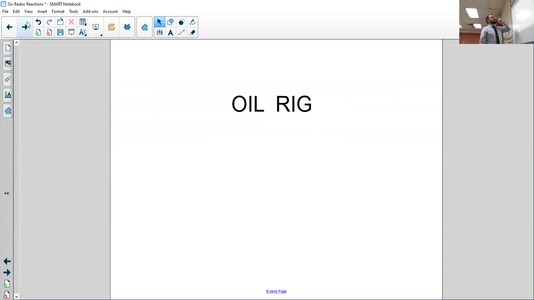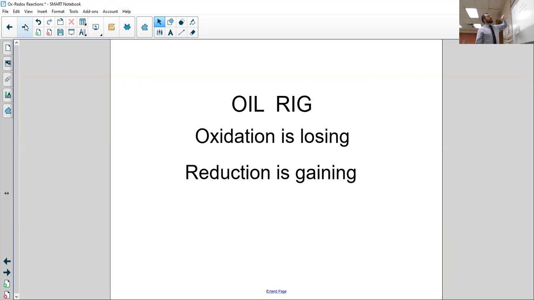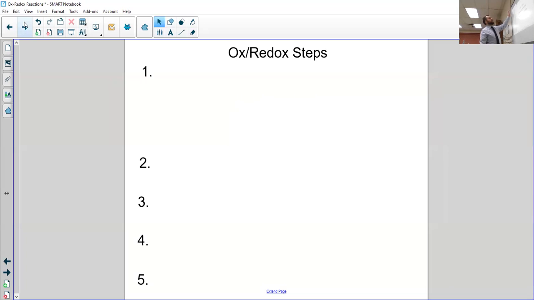All right, when we're solving these, we need to remember the term OIL RIG. So what's OIL RIG? OIL RIG is an easy way to remember those last few terms. Oxidation is losing, reduction is gaining. So we have OIL, RIG, OIL RIG. Oxidation is losing electrons, reduction is gaining electrons. Easy way to remember that.